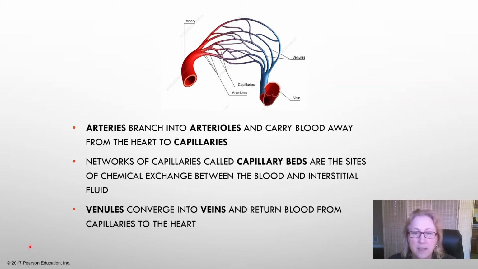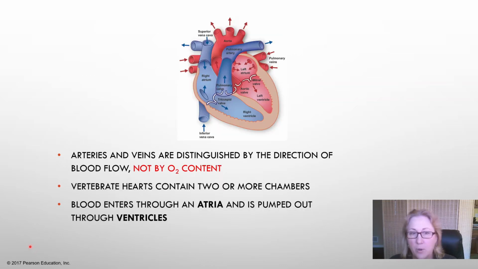Venules are small veins, and they are returning blood to the heart. And it doesn't matter if the blood is oxygenated or not. Arteries always take blood away from the heart. Veins always bring blood to the heart, whether it's oxygenated or not. Because as you'll see, for the pulmonary circulation, the pulmonary arteries carry deoxygenated blood, but they're called arteries because they're going away from the heart. The pulmonary veins are taking blood from the lungs back to the heart, which is why they're called veins, even though that blood is oxygenated.